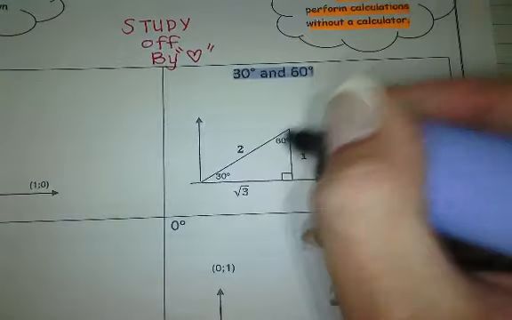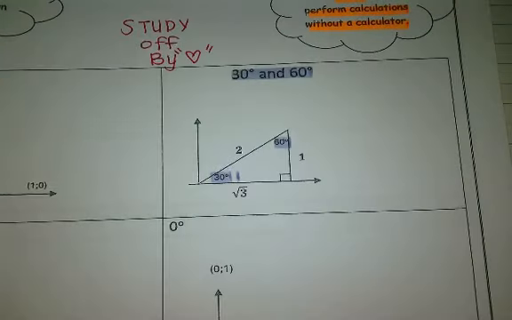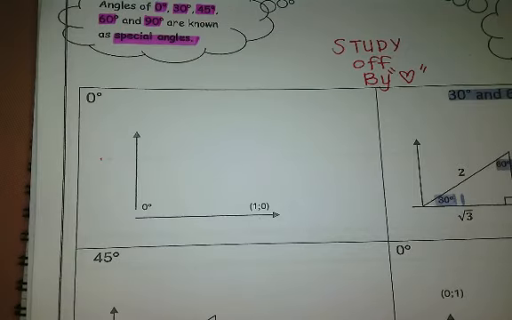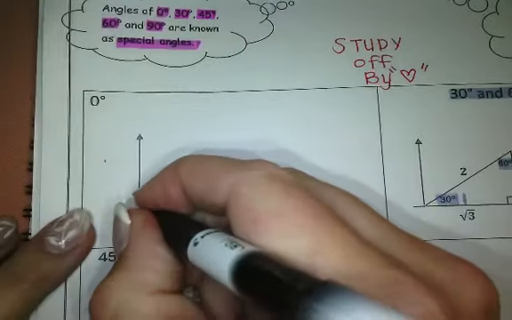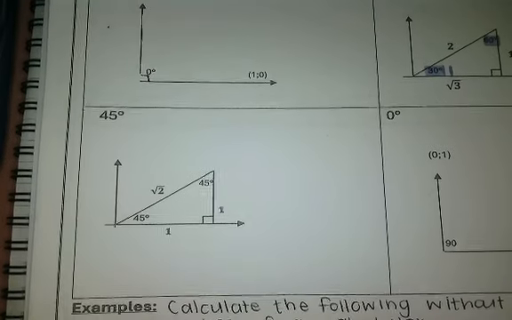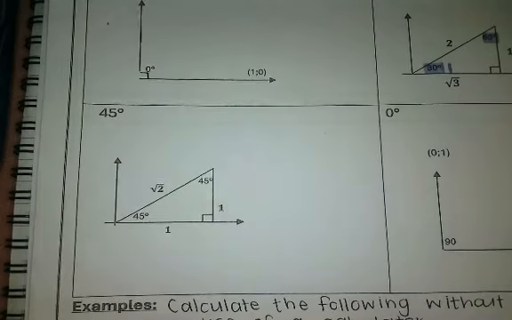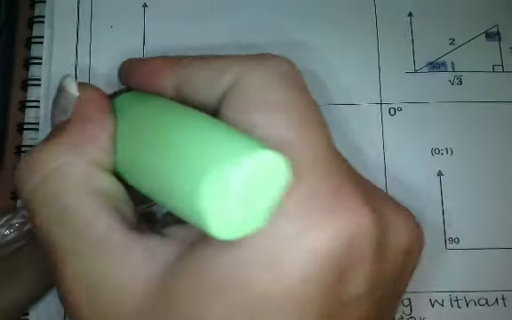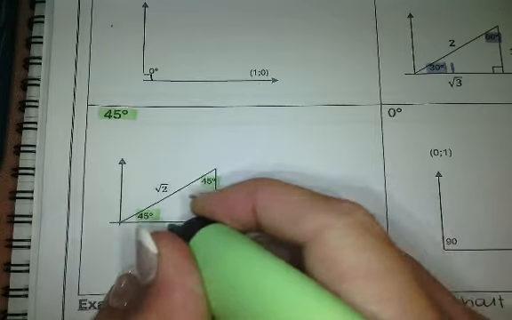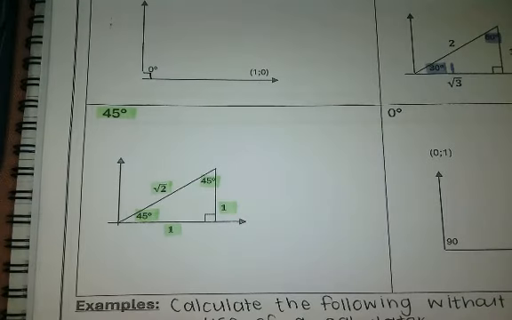Okay, so this is 30 and 60. Okay, with 0 degrees, let me just show you something quickly. 0 degrees is always 0. Then 45 degrees. How I like to remember it: 1 plus 1 is 2, and your 2 is square rooted.